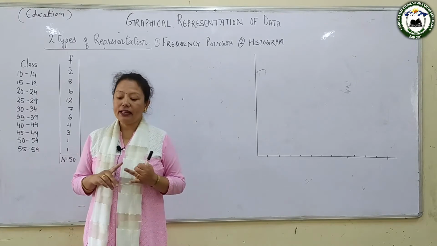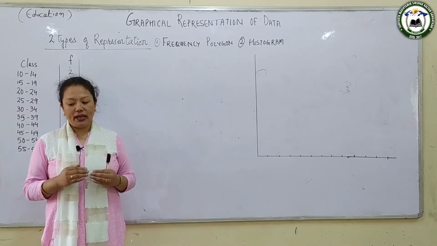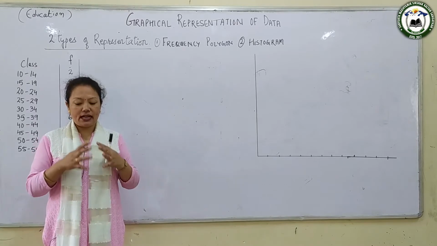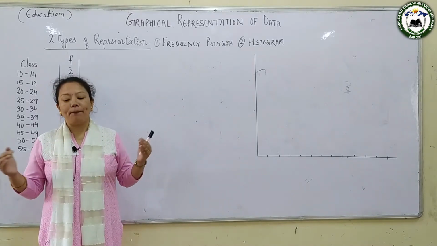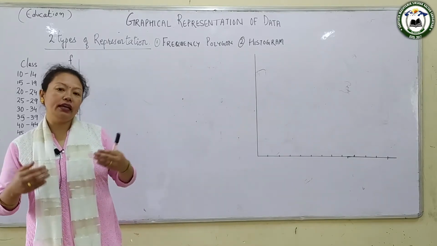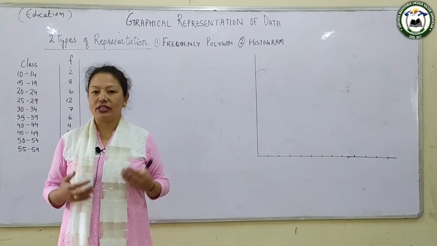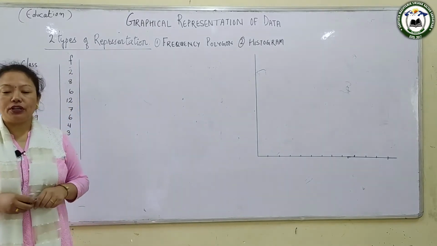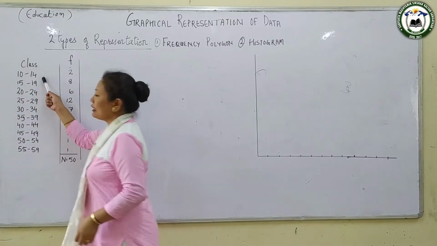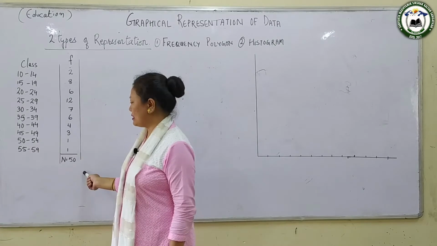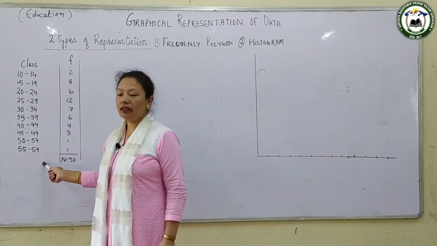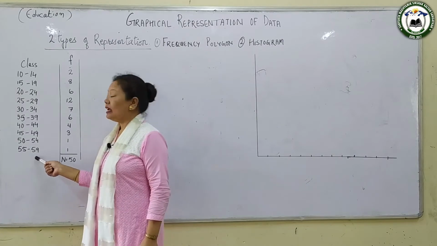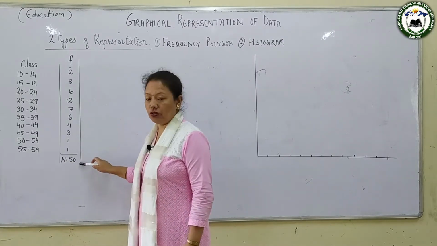Number two, it also helps to make sure that the data is sorted out, and the represented data makes it easier for people to compare and contrast the results. So these are the two important advantages of the frequency polygon. Now to draw the frequency polygon, we need the class intervals and the frequencies. Over here we have a total of 10 class intervals, which start from 10 to 14 till 55 to 59. Likewise, we have different frequencies over here.